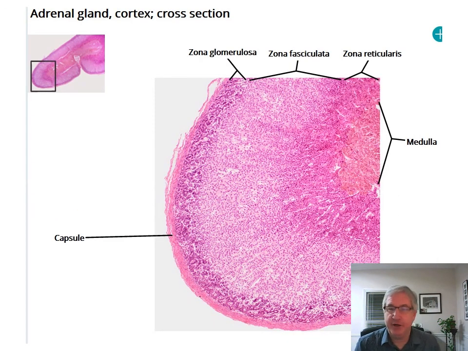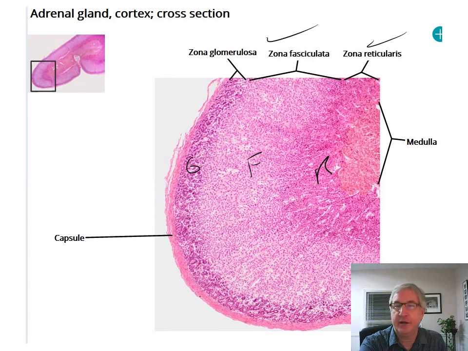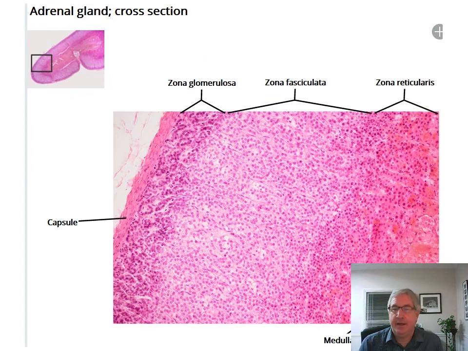And here's a higher magnification of the same thing. You have reticularis, fasciculata, and glomerulosa, and the medulla in the center here, and the capsule around the outside. All right, next slide.